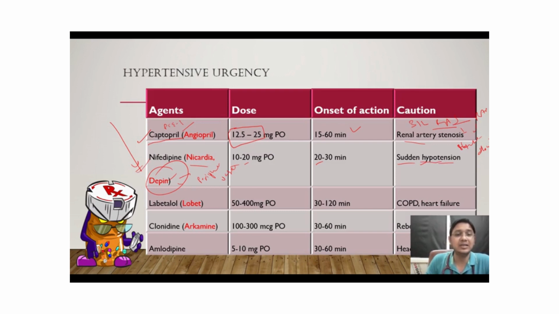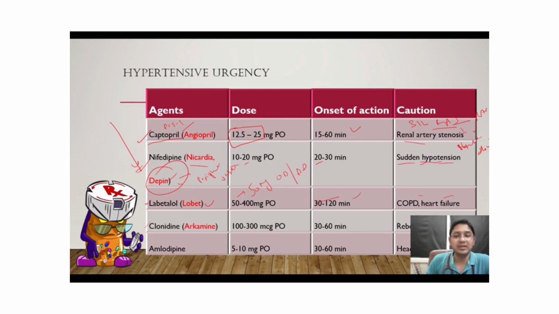Another drug we have already mentioned is labetalol, available as Lobet in 50 milligram tablets. So we can start with 50 milligram OD or BD, and responses come within 30 to 120 minutes. We will monitor the patient. If this is a case of COPD or heart failure, we need to avoid it.